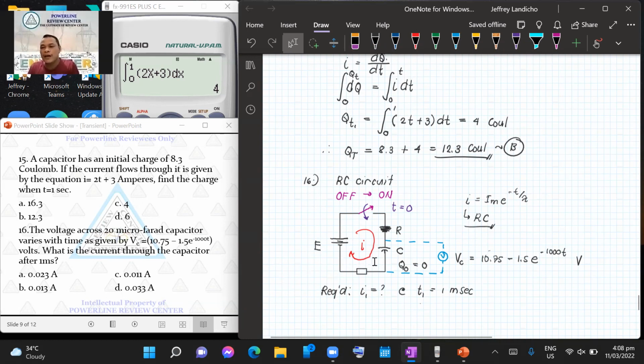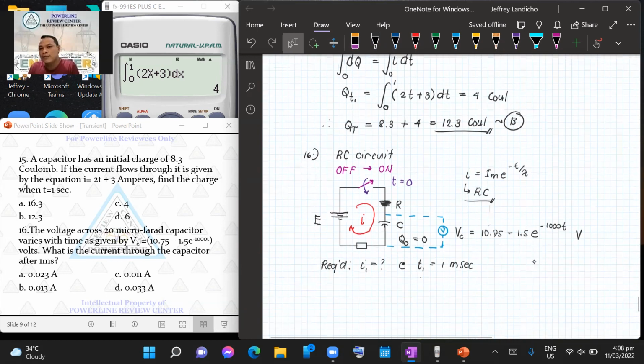So where do we go now? We go back to the voltage drop across the capacitor. We already know that at any given time, the voltage drop across a capacitor is always equal to 1 over C integral of i dt. In any case, that will not change; it is the general formula for the voltage across the capacitor. So if we want to get the current, how do we remove the integration? What is the opposite of integration? We use the derivative.